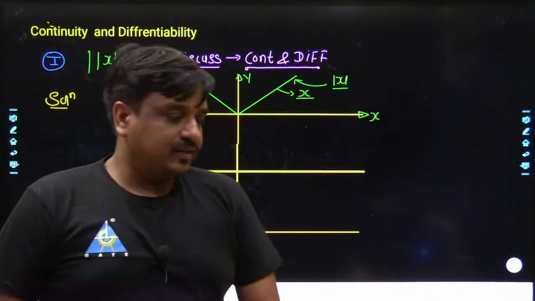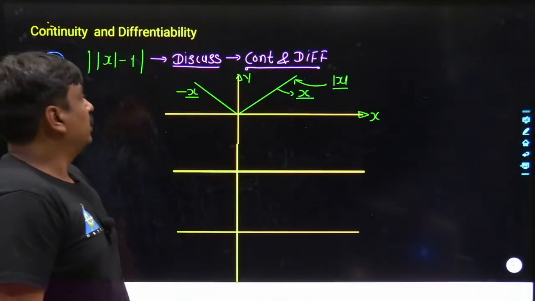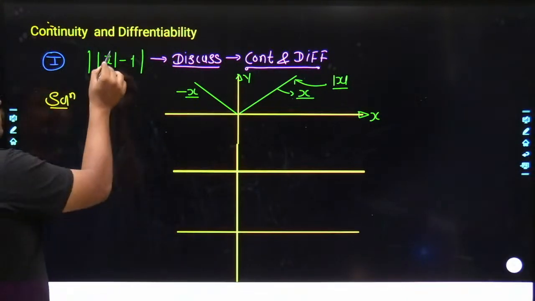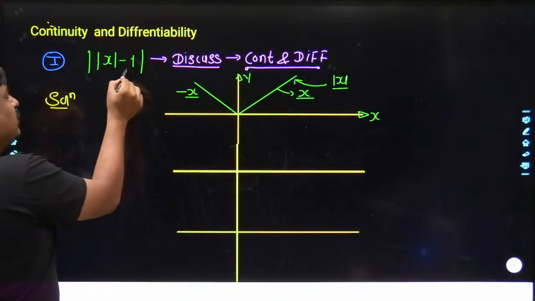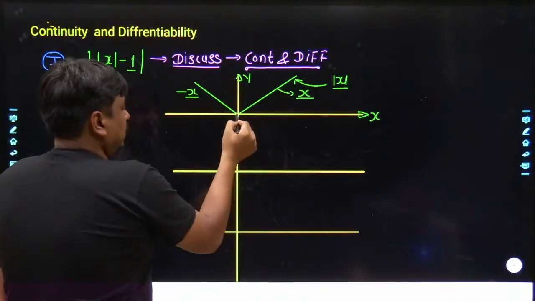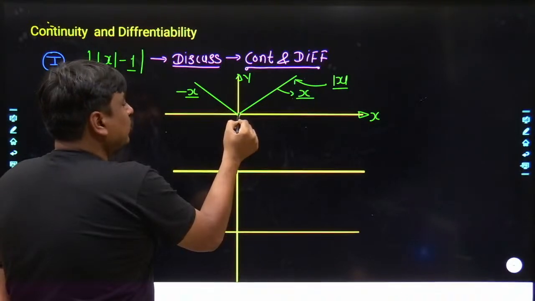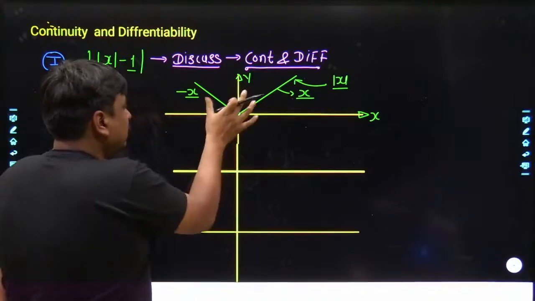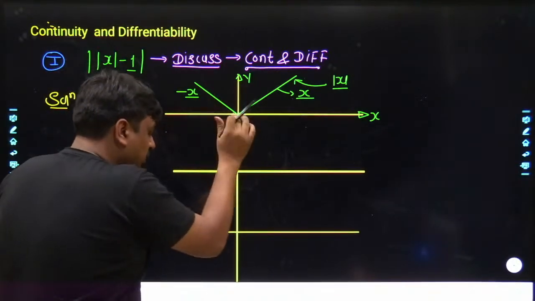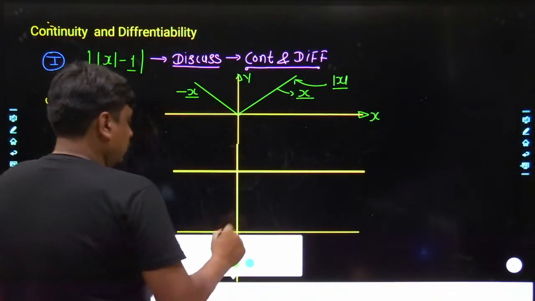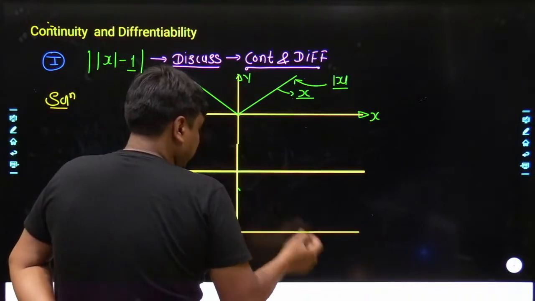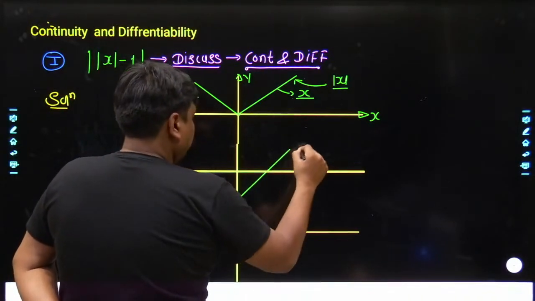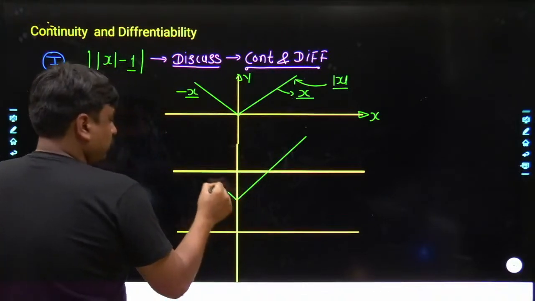Now we will see the curve at x equals 1. What is happening over here? Now the mod of x has been shifted downward by a unit of 1. That means this cusp was formed at 0, 0. Now it would form at 0, minus 1. So obviously this complete V shape would get shifted down. If it is getting shifted down, definitely a new curve would come, and the curve would be sort of this.